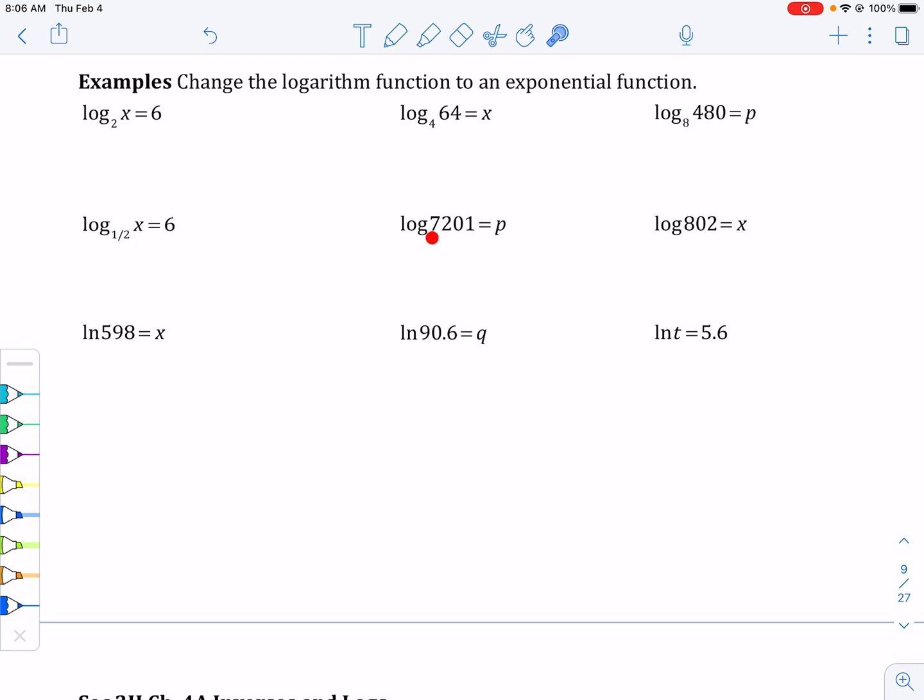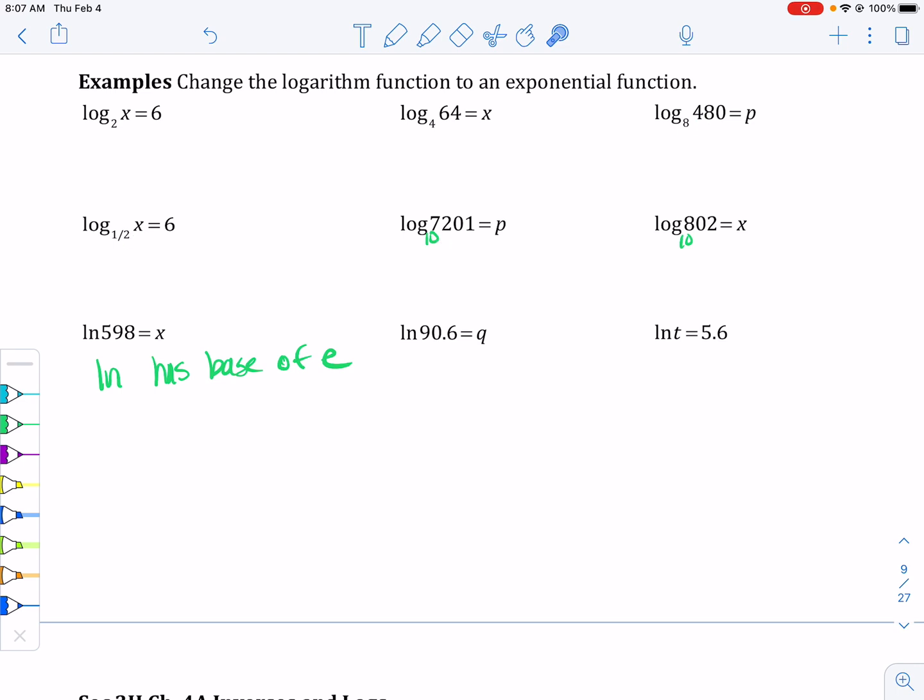And then here, notice there is no base. So I should remind myself, when there's no base, it's an unsaid 10, right? So this would be an unsaid 10. This would be an unsaid 10. And then here, with natural log, ln has a base of e. Right? So when I go to switch this, I first identify the base.